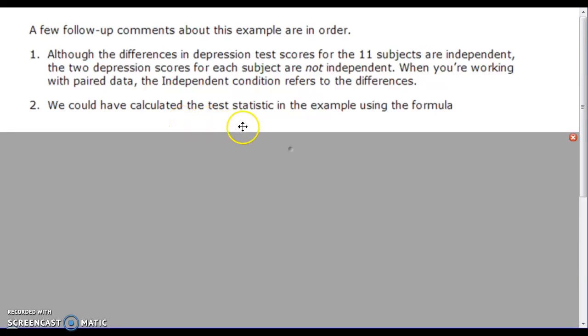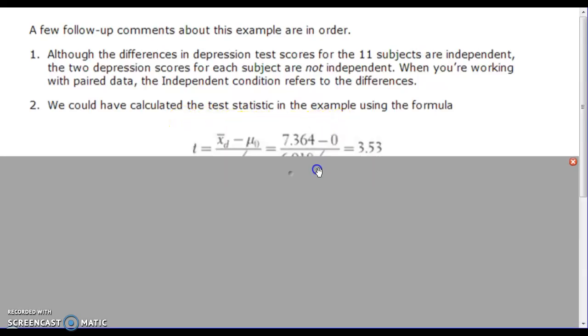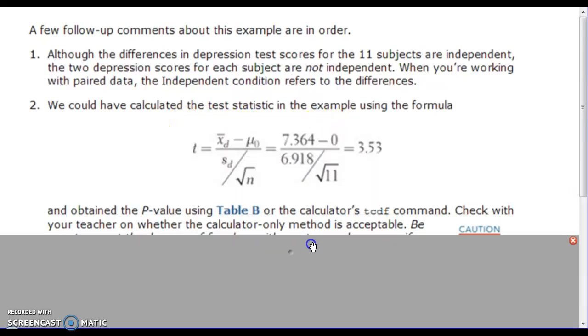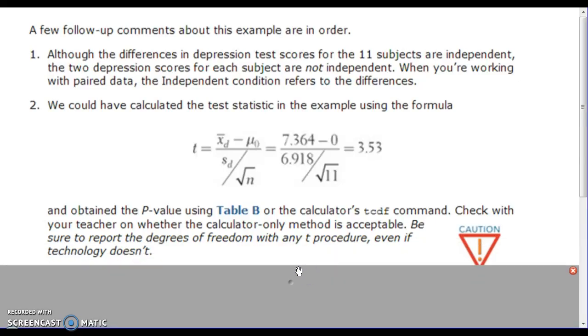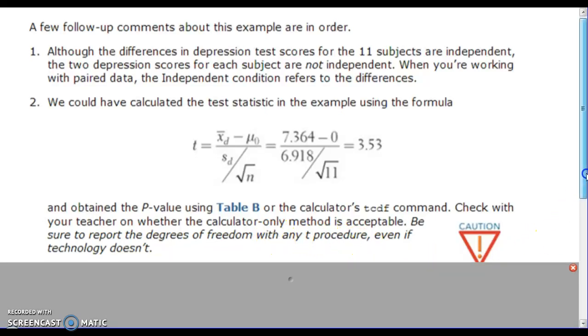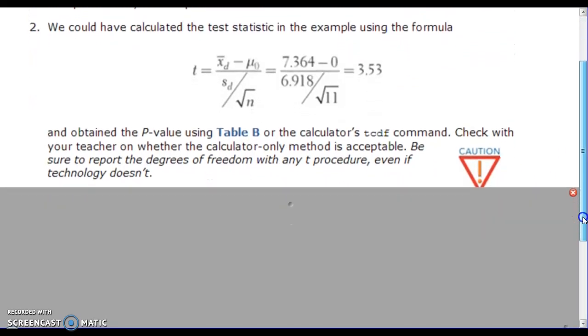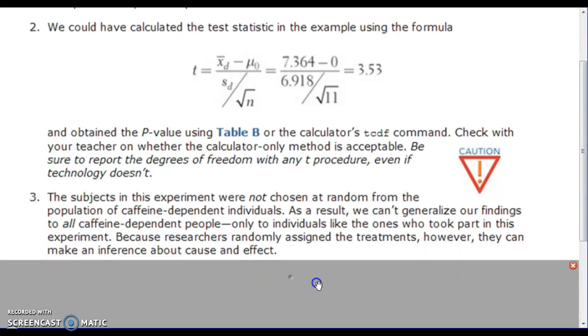We could have calculated the test statistic in the example using the following formula and obtained the p-value using table B or our calculator's tcdf command. The calculator-only method is acceptable. Be sure to report your degrees of freedom with any t procedure, even if the technology doesn't have that on the screen. Make sure you write it down.